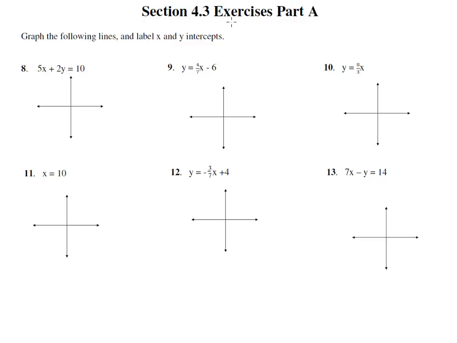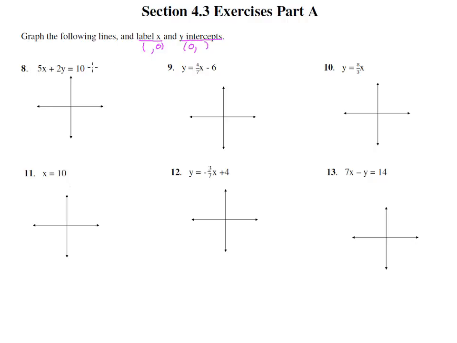Here we are in section 4.3, exercises part A. The instructions say to graph the following lines and label the x and y intercepts. So here we would normally graph them. We could pick any points we want, but this one says label x and y intercepts specifically. So that means we've got to stick 0 in for y to get the x-intercept and 0 in for x to get the y-intercept. So let's start with number 8.